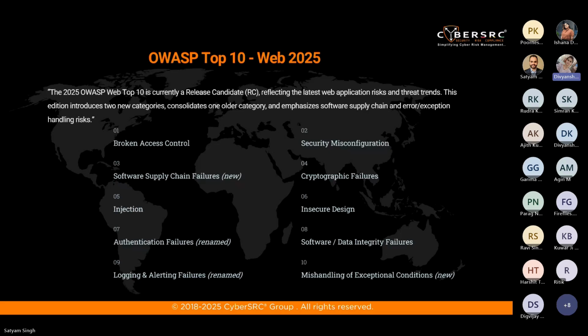Sixth, insecure design. Seventh one is the authentication failure. This category is renamed in the OWASP list. Eighth one is software or data integrity failures. Ninth one, logging and alerting failures. It is also renamed. Our last, the 10th, is mishandling of exceptional conditions. This category is also new.